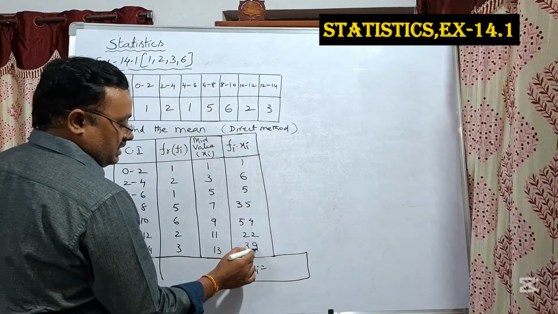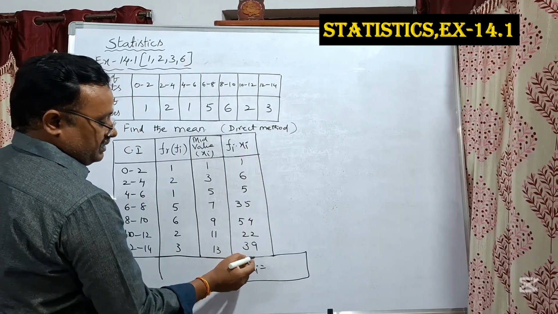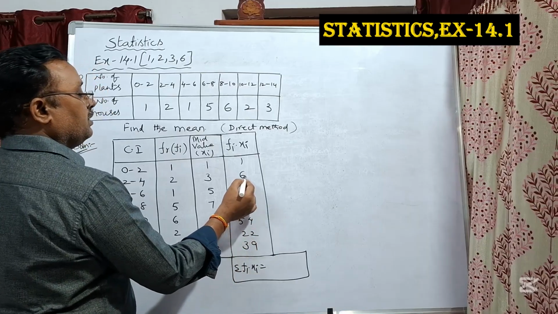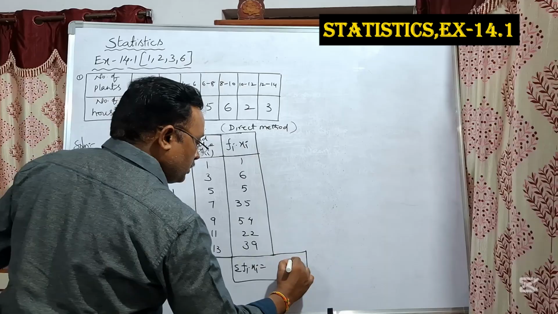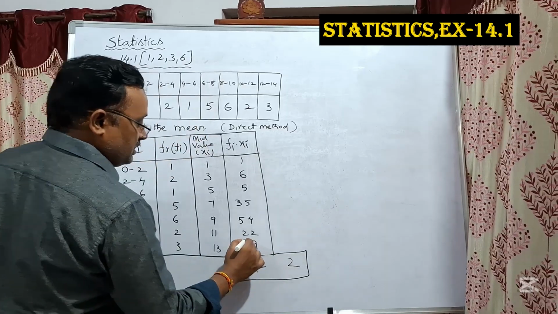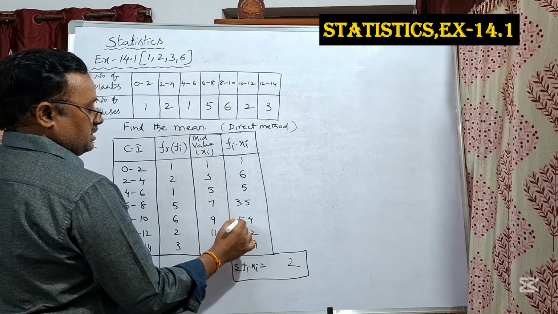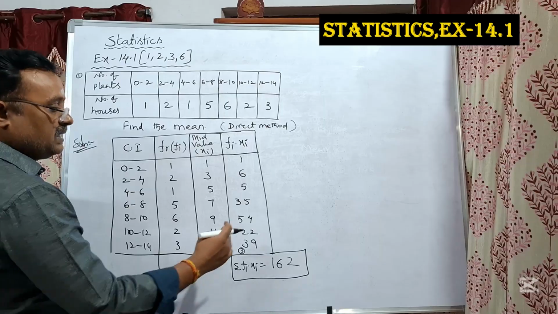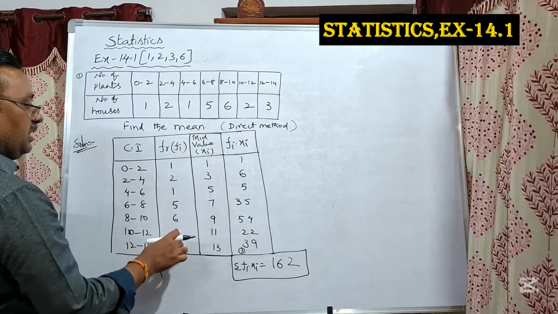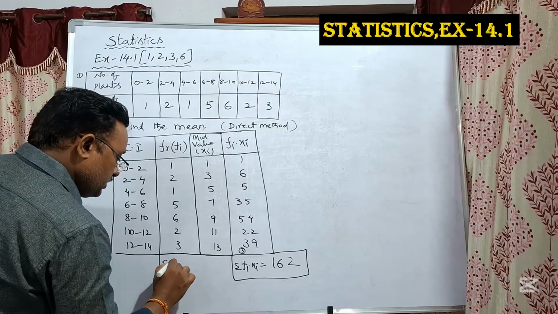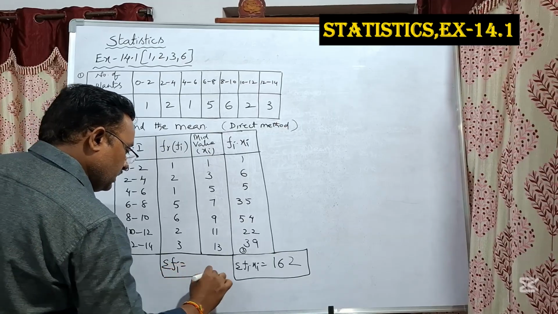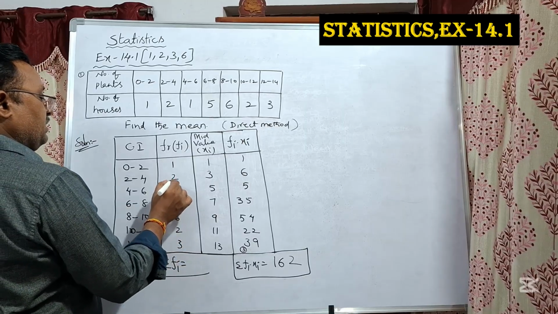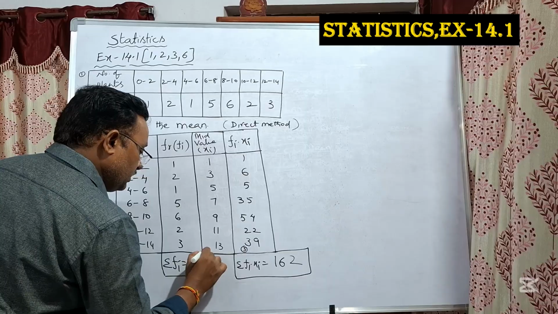Now add all these values to get sigma fi into xi, which is useful in the direct method formula. Sigma means the sum of all these. Adding them: 9 plus 2 is 11, 15, 20, 25, 31, 32, then 2 and 3, 3 3s are 6, 8, 13, 16. So 162 is sigma fi into xi. Similarly, we calculate the sum of the frequencies, sigma fi: 3 plus 2 is 5, 11, 16, 17, 19, 20. Its value is 20.